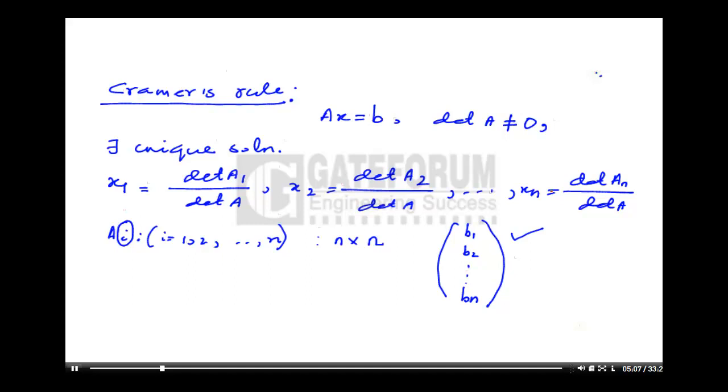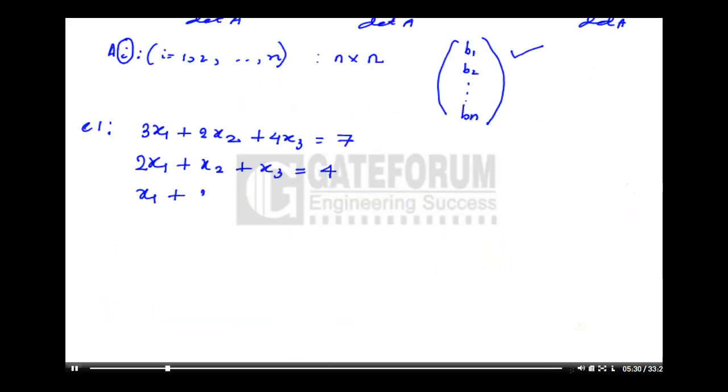Let's take an example. Now solve the system of linear equations given as 3x1 plus 2x2 plus 4x3 is equal to 7, 2x1 plus x2 plus x3 equal to 4, x1 plus 3x2 plus 5x3 equal to 2. Now, here the coefficient matrix A is given as 3, 2, 4; 2, 1, 1; 1, 3, 5.